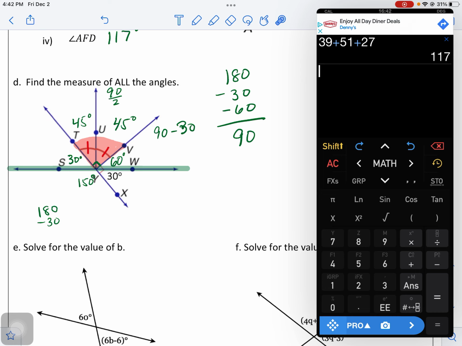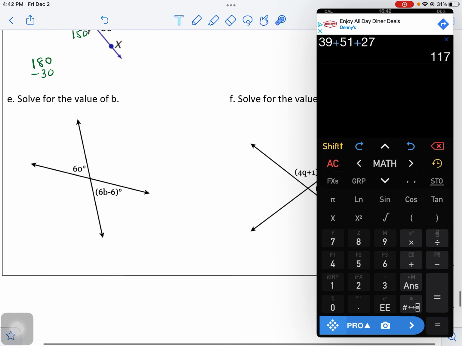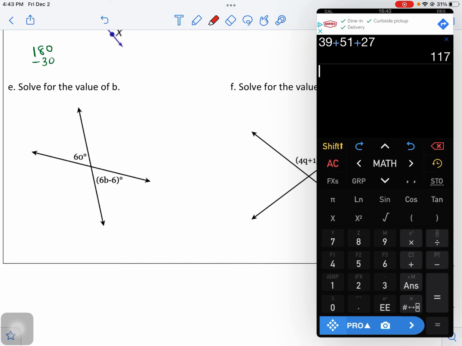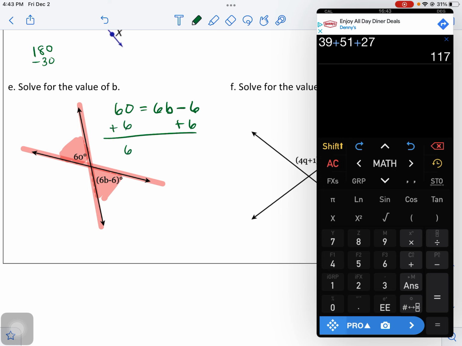All right, lastly, I see two lines that intersect. And remember, when I have two lines that intersect, opposite angles are congruent. So this angle and this angle are congruent because they're vertical. They're across from each other. So if they're congruent, I can say 60 is equal to 6b minus 6. They're congruent to each other, you set them equal. Add 6, you get 66 equals 6b. Divide by 6. B is equal to 11. And you're done.